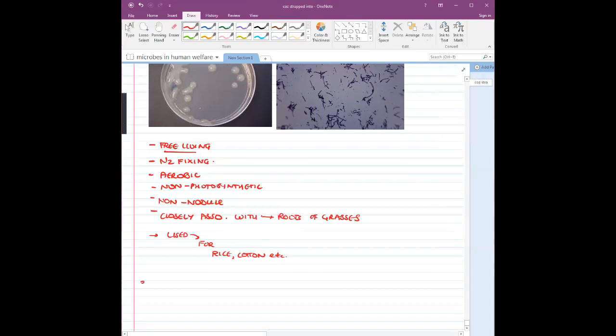Now, just like we have azotobacter, we are going to move on to azospirillum. Azospirillum is also going to be free living. Azotobacter and azospirillum are in the same category, free living nitrogen fixers. First of all, let me show you how this azospirillum looks.